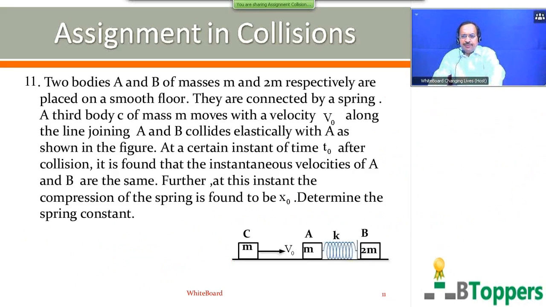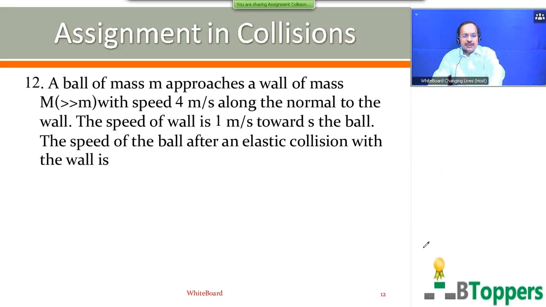So next you can see the next problem, question number 12. A ball of mass small m approaches a wall of mass capital M, much greater than small m, with speed 4 meters per second along the normal to the wall. The speed of the wall is 1 meter per second towards the ball. The speed of the ball after elastic collision with the wall is.